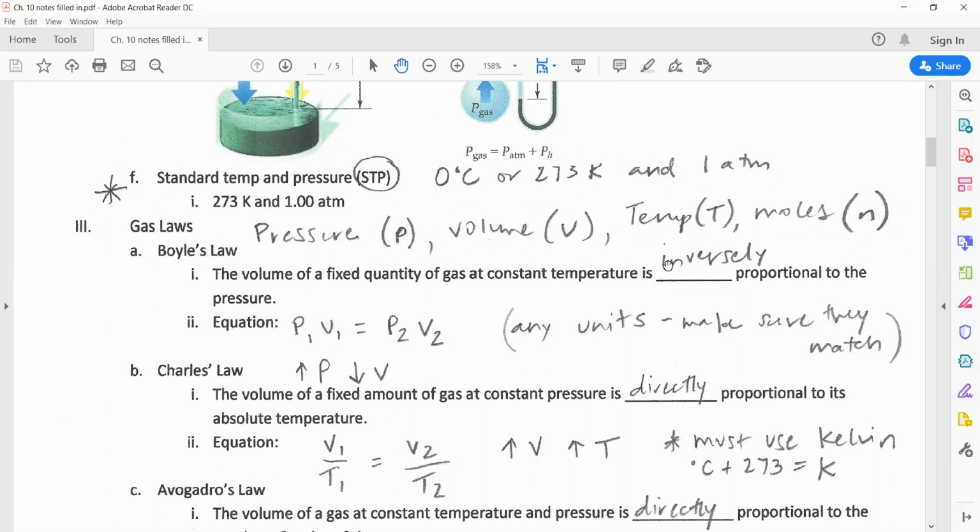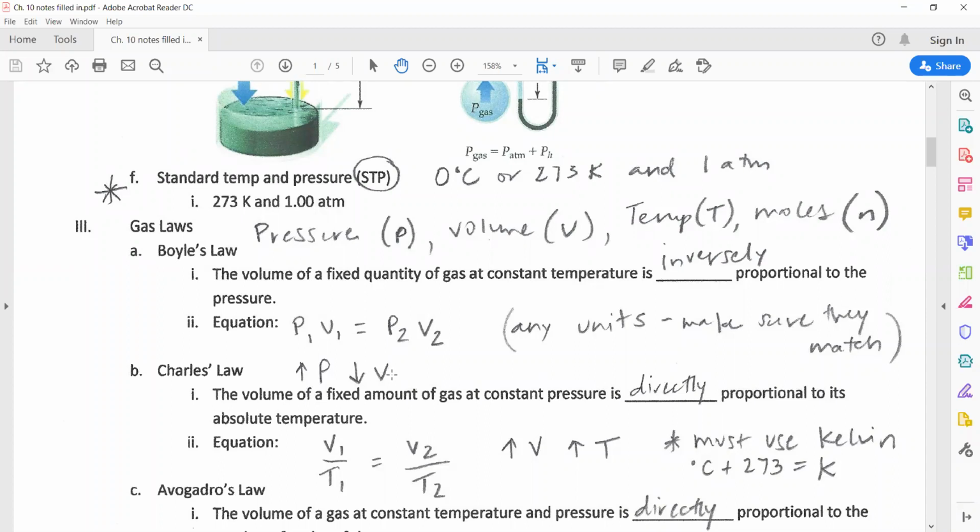This is assuming that the other variables are not changing. So temperature must be staying the same and moles of gas must be staying the same. If they're excluded from the equation, we're assuming that they are the same. And if they're not brought up in a problem, we can also make that assumption. So we see that these are inversely proportional.